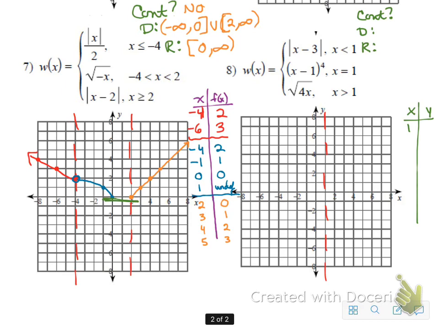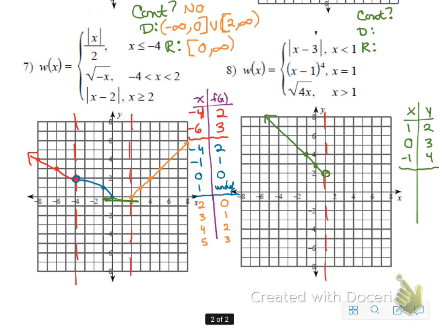So 2, yes. All right, so I have the point 1, 2, so that's open, at least on the left side. And let's go smaller, so 0, 3, negative 1, that'd be 4, and so on. And that'll go up like that, for as long as you can figure it out.